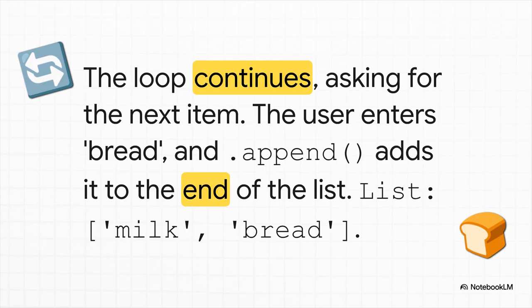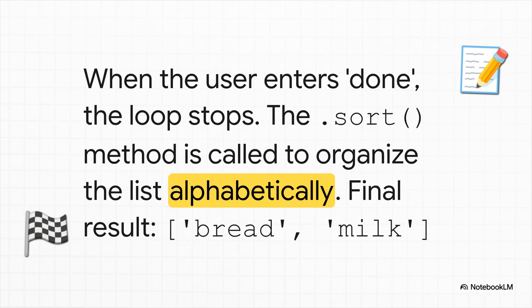This time, the user enters bread. And what happens? You guessed it. Append does its job again, adding the new item to the end of the list. You can literally see our list growing, one item at a time. Finally, the user types Done to signal that they're finished. The program stops asking for items. But before it prints the final list, we call one more powerful method, .sort. And bam! This instantly reorganizes the entire list alphabetically. So what we get is a nice, clean, organized shopping list.